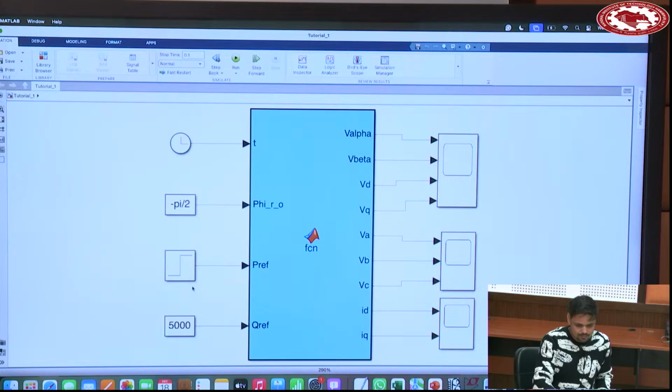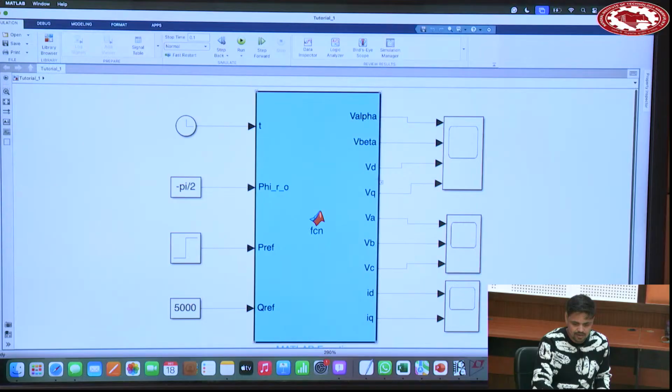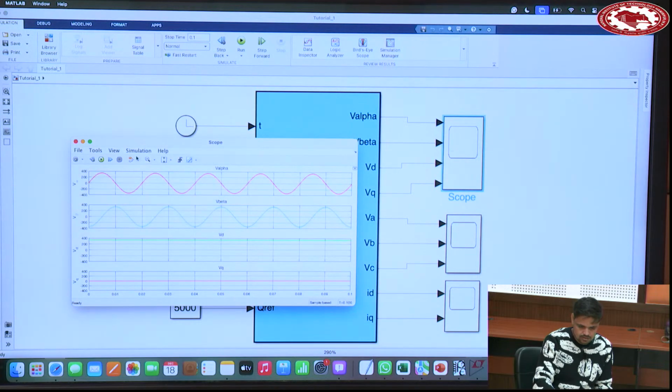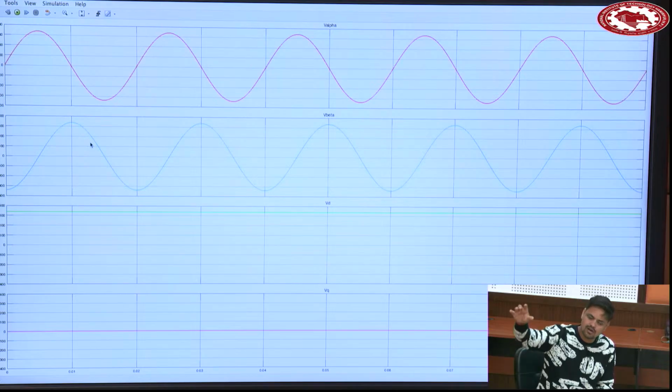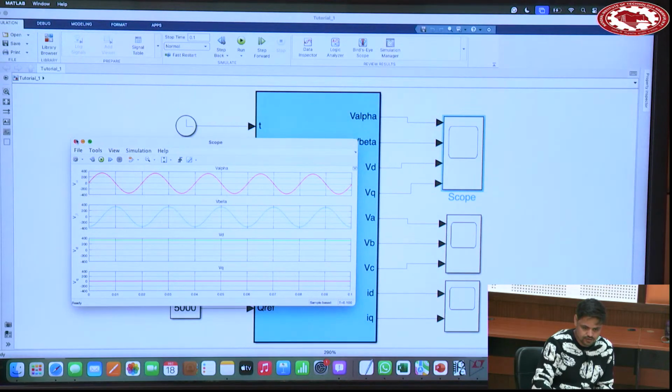To see the decoupling, you can put Pref and Qref here, and you can see V alpha, V beta. Some changes are done here, I will show you. This is minus pi by 2, so what do you think? Just a quick revision: minus pi by 2 means Vd will be positive, Vq will be 0. Vd is positive, Vq is 0. This is how it is now looking more interactive. You can do it. So this file is shared with you.